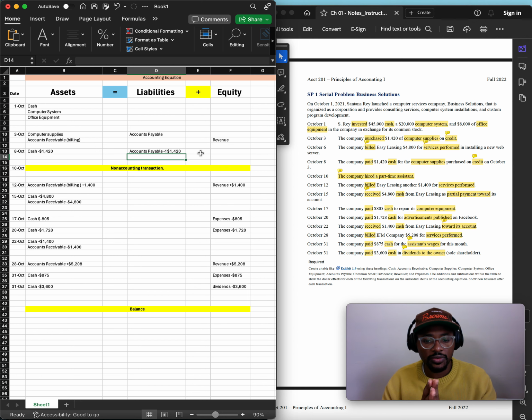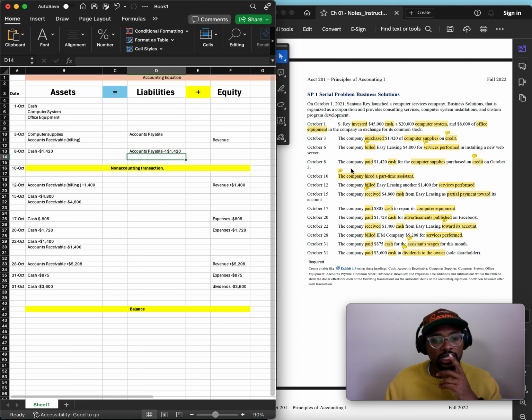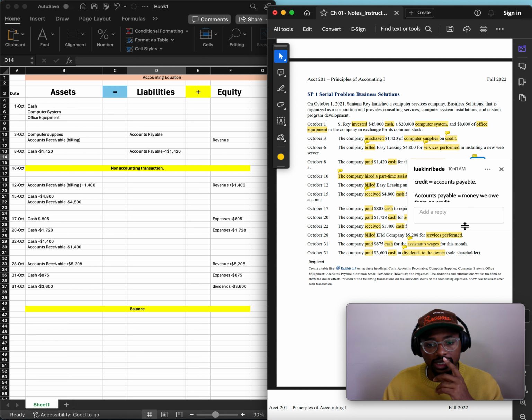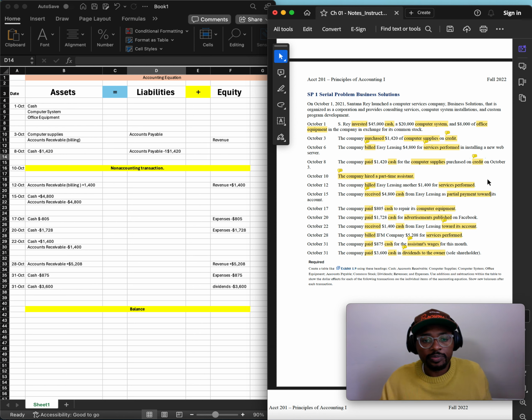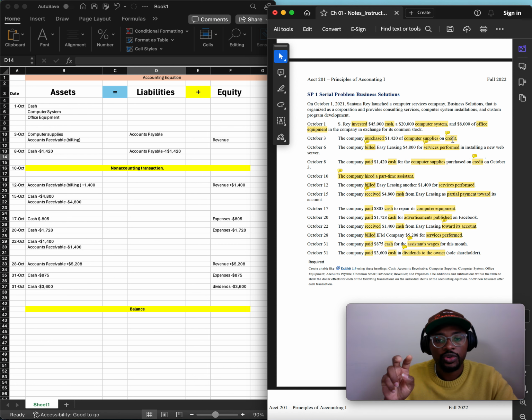So let me explain to clarify. Okay, so it says on October 8th, we paid something that we promised to pay back. Because remember, if we look on credit, let's look at our note. What does credit mean? Credit equals accounts payable. Accounts payable equals money we owe them on credit. So again, when we purchased computers on October 3rd, it looks like we purchased some computers and we used credit. Meaning, remember we said there's two sources of payment. It's either cash or accounts payable. In this case, it's accounts payable.